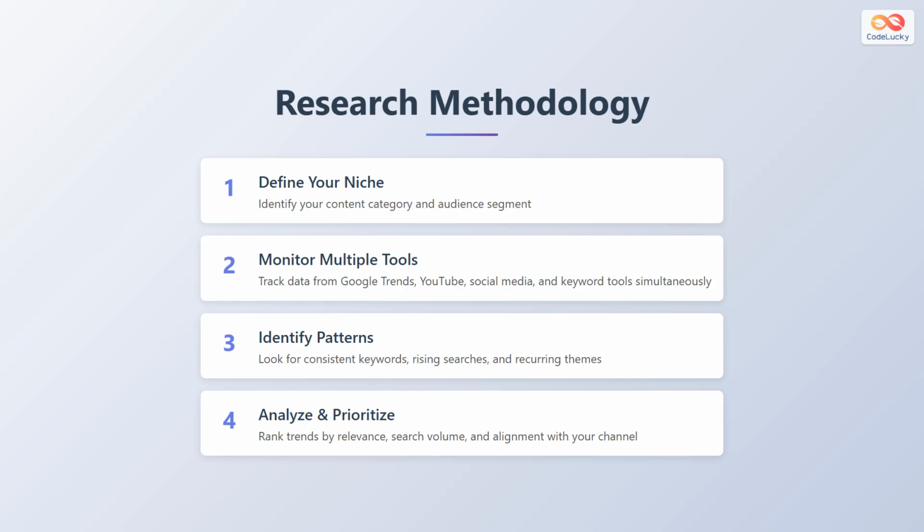Now let's walk through the step-by-step process. First, define your niche clearly. Identify your specific content category and the audience segment you serve. Second, monitor multiple tools simultaneously. Gather data from Google Trends, YouTube Analytics, social media platforms, and keyword research tools to get a complete picture. Third, identify patterns. Look for consistent keywords appearing across tools, rising searches, and recurring themes. Fourth, analyze and prioritize. Rank the trends you've found by relevance to your channel, search volume, and how well they align with your content style. This systematic approach ensures you're making informed decisions.